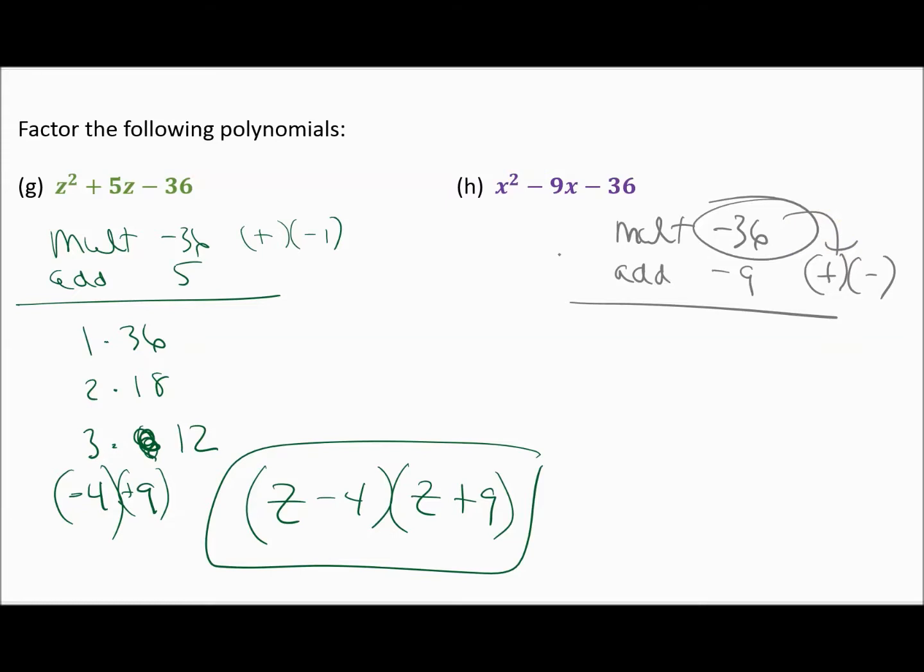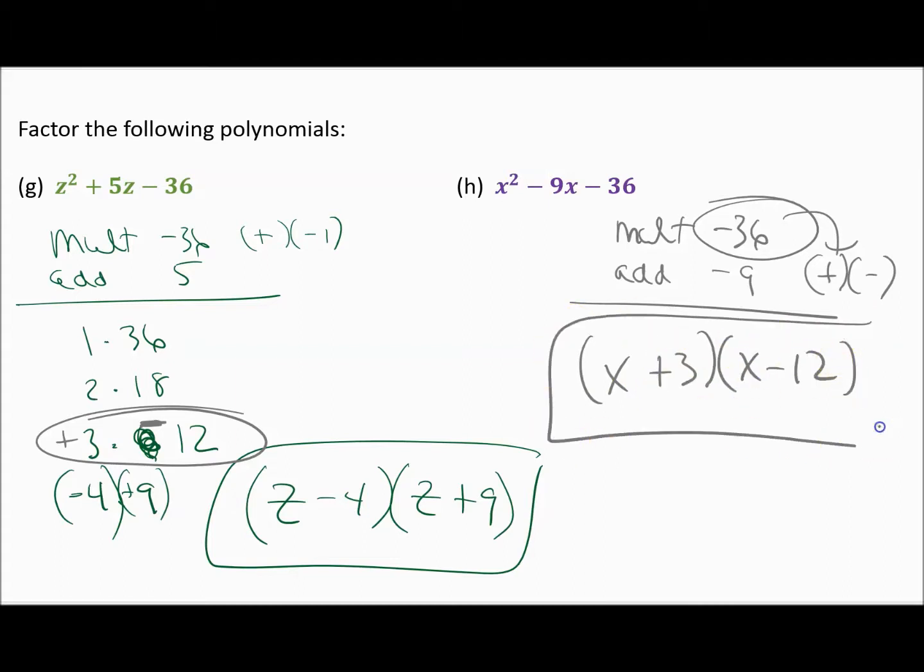So right over here, look, 3 and 12. If I make the 12 negative, because it adds to be a negative number, and the 3 positive, we've got our result. So my variable this time is an x, so I have x plus 3 times x minus 12. And we are done with that problem.